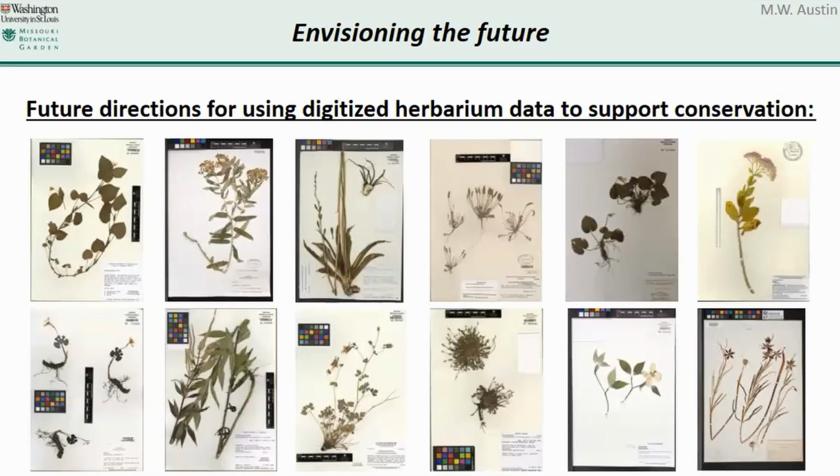All right, and now I'd like to shift gears and move into the second part of my talk, where I'll be chatting about some of my future directions for working with digitized herbarium data.